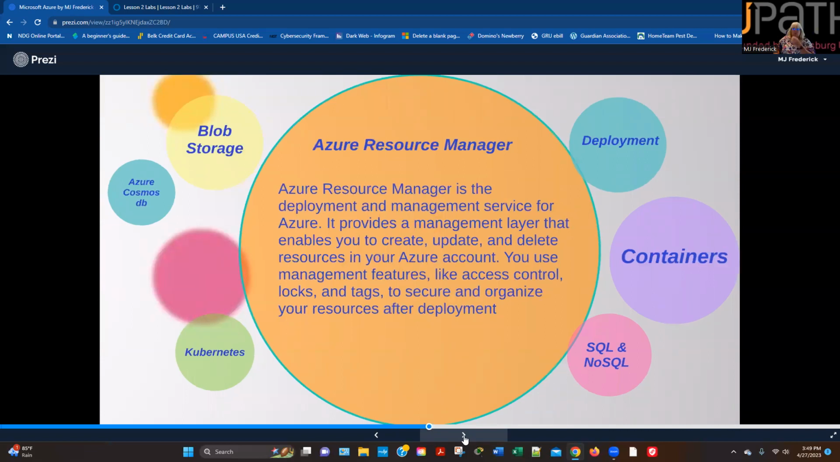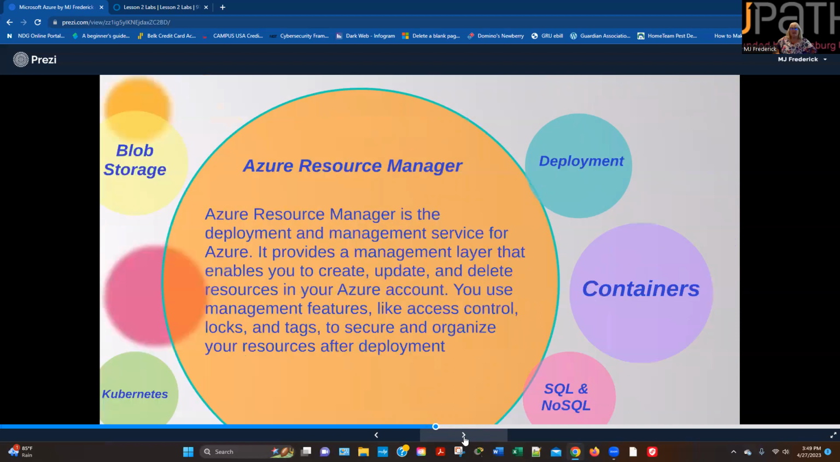All right, so let's now look at the final thing that I'm going to do today, and then go to your lab, which is resources, because that's what we're working with right now, the Resource Manager. So the Resource Manager provides the deployment and management of those services. It provides the layer of management that helps you to create, update, delete your resources from your account. You use the management features, just like access control, locks and tagging, for securing and organizing your resources after deployment. So you're the one controlling all of that.